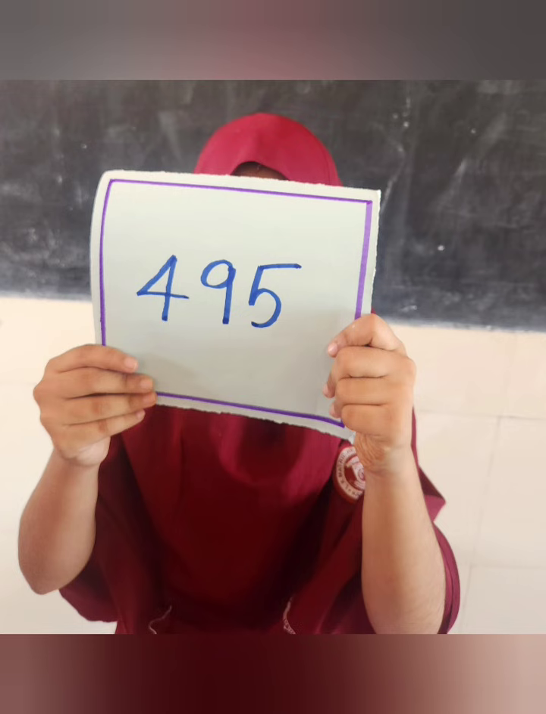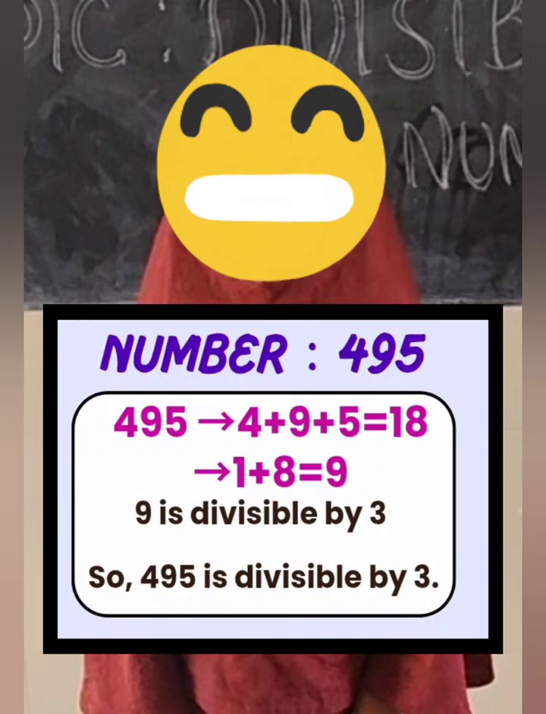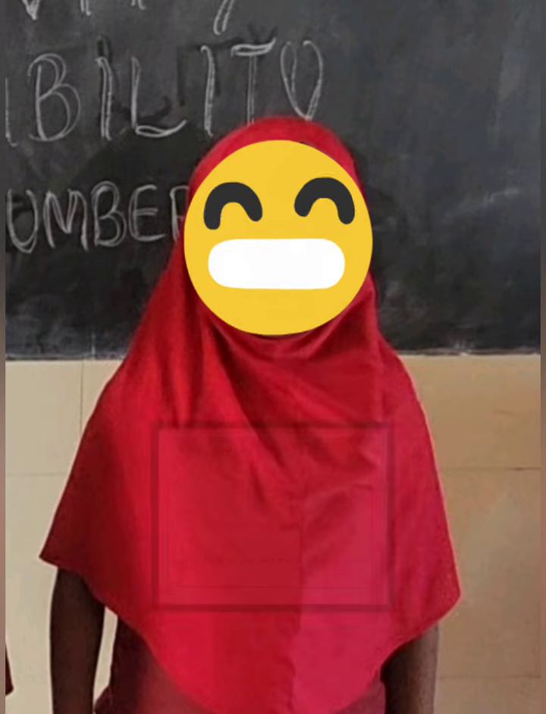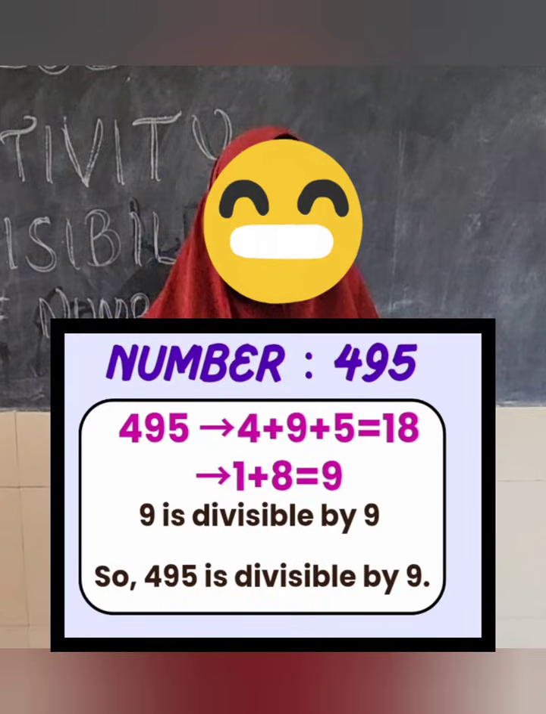The next example is 495. The given number is 495. The sum of its digits is 4 plus 9 plus 5 equal to 18. 1 plus 8 equal to 9. So the number is divisible by 3. The given number is 495. The ones place is 5, so the number is divisible by 5.